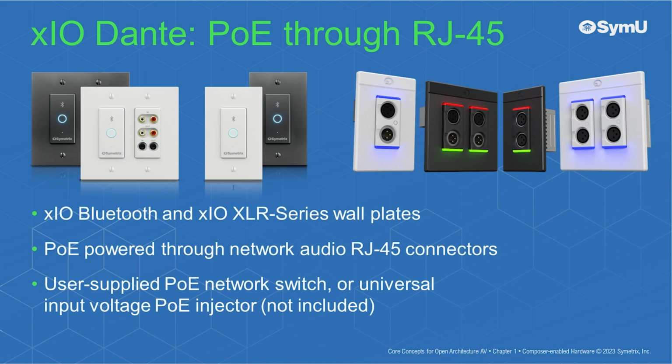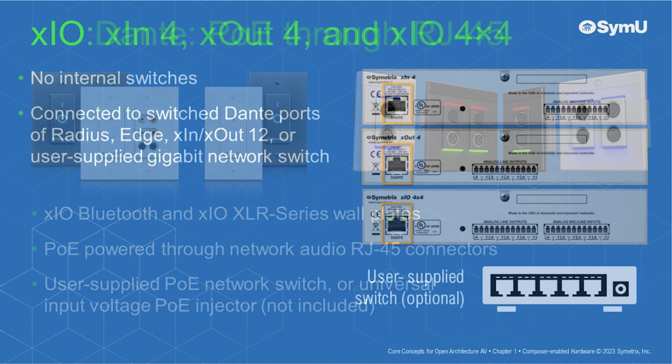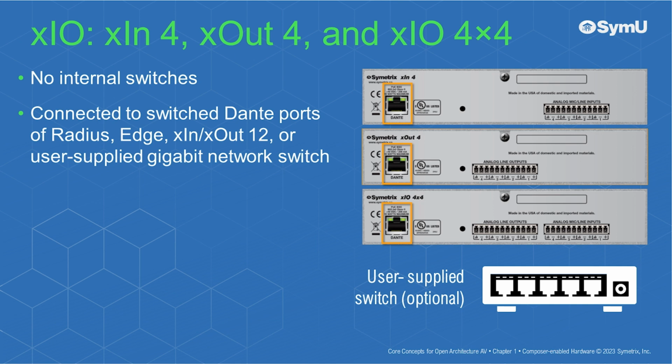The XIO Bluetooth and XIO XLR wall plates are powered via PoE through the same RJ45 connectors used to transmit and receive Dante network audio. The source of power can be a user's supplied PoE network switch or a universal input voltage PoE injector which is not included. Because they have no internal switches, XN4, XOUT4, and XIO 4x4 must be connected to the switch Dante ports of Radius NX, Edge, XN12, XOUT12, or a user's supplied gigabit network switch.